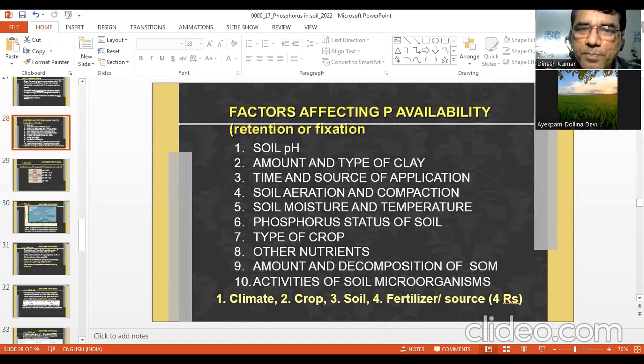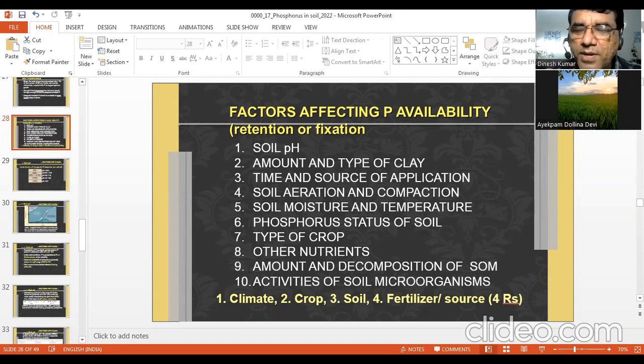So factors like soil pH, amount of clay, type of clay, time of fertilizer application or source of fertilizer application, soil aeration and compaction, soil moisture and temperature, phosphorus status of the soil, type of crop or type of varieties, other nutrients, interaction with other nutrients, amount and decomposition of soil organic matter, and activities of soil organisms. So these are the important factors that affect the availability of phosphorus.